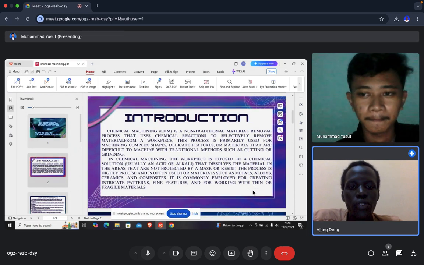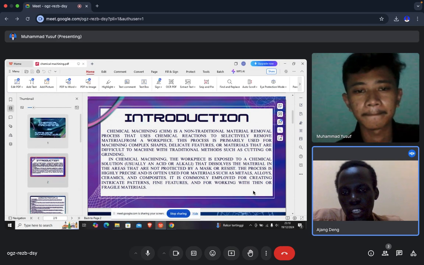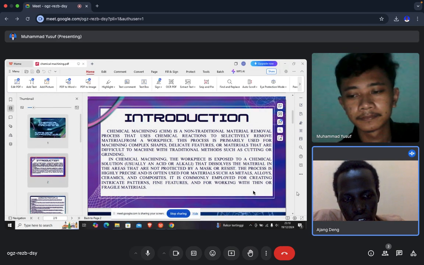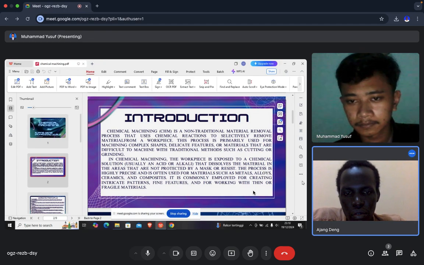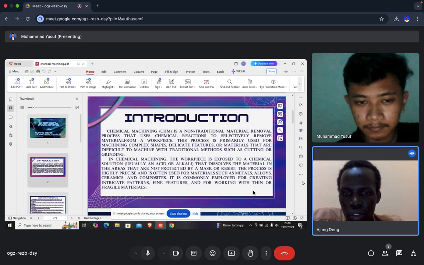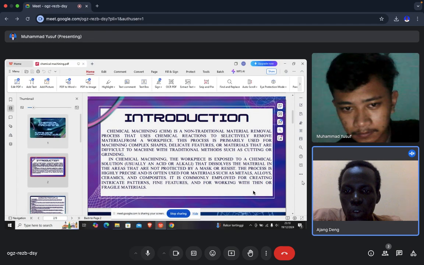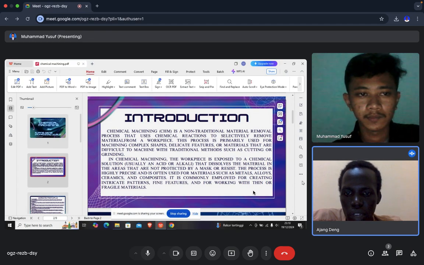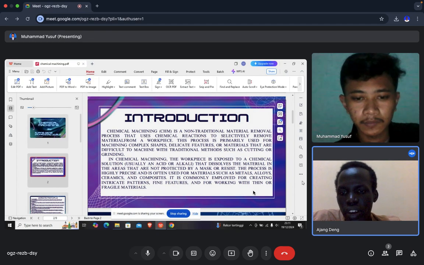Right. So before we dive into what chemical machining is, we have to first define it and get to know what we are going to be talking about. Chemical machining is a non-traditional material removal process that uses chemical reactions to selectively remove material from a workpiece. This process is primarily used for machining complex shapes, delicate features, or materials that are difficult to machine with traditional methods such as cutting or grinding.